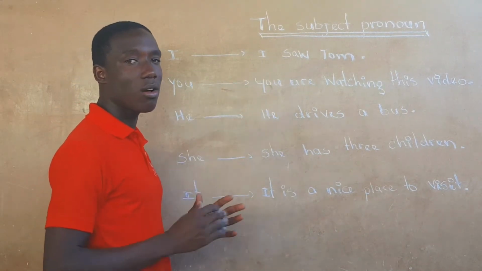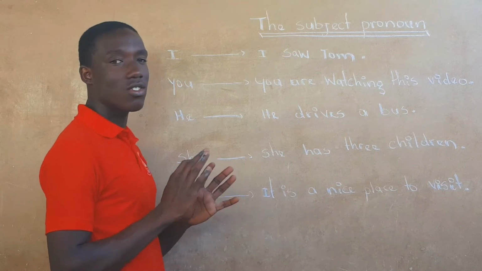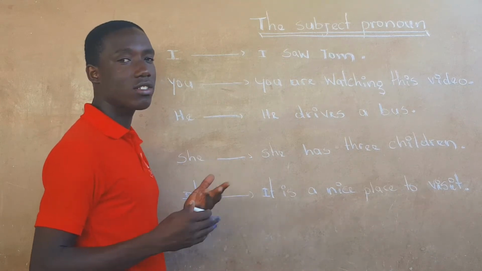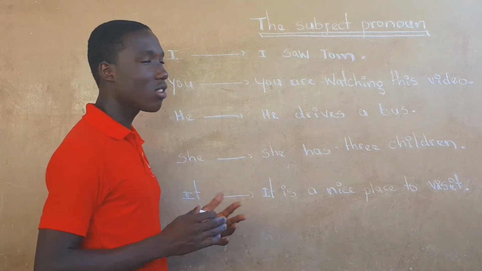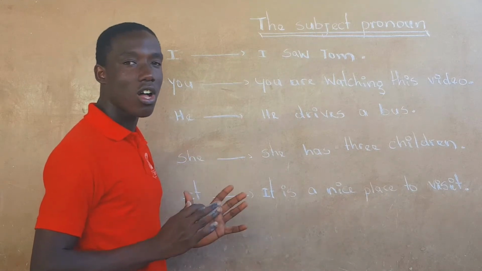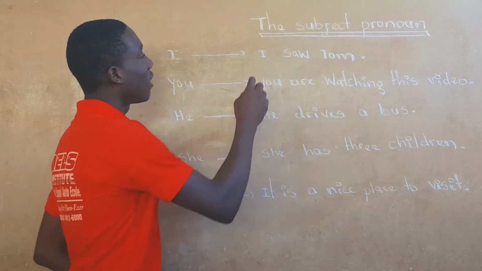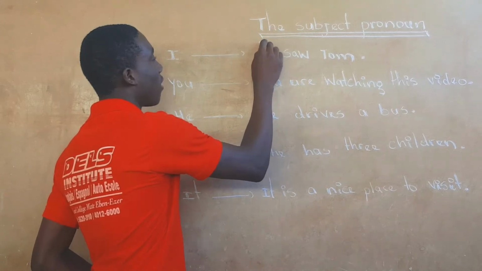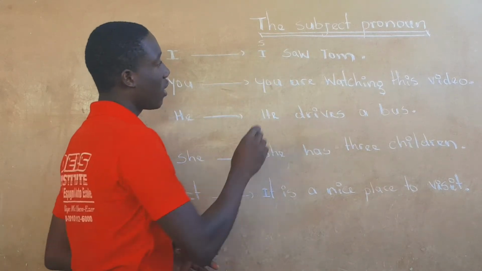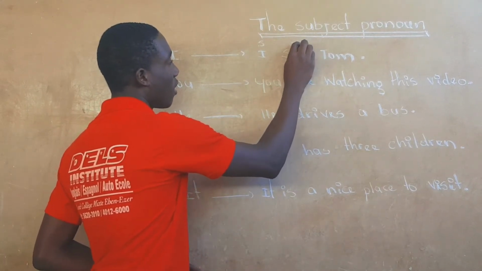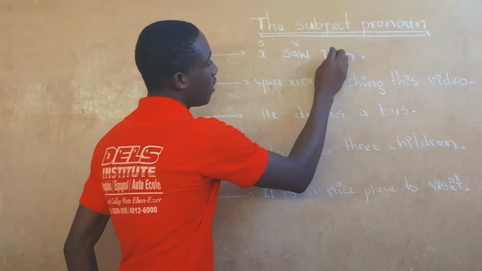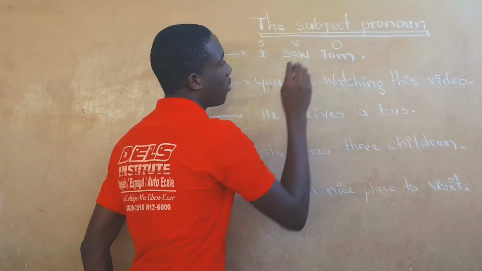saw Tom. I really hear some people say it's not so. No. I saw Tom. This is the subject pronoun. And the verb. And here, this is the object pronoun.